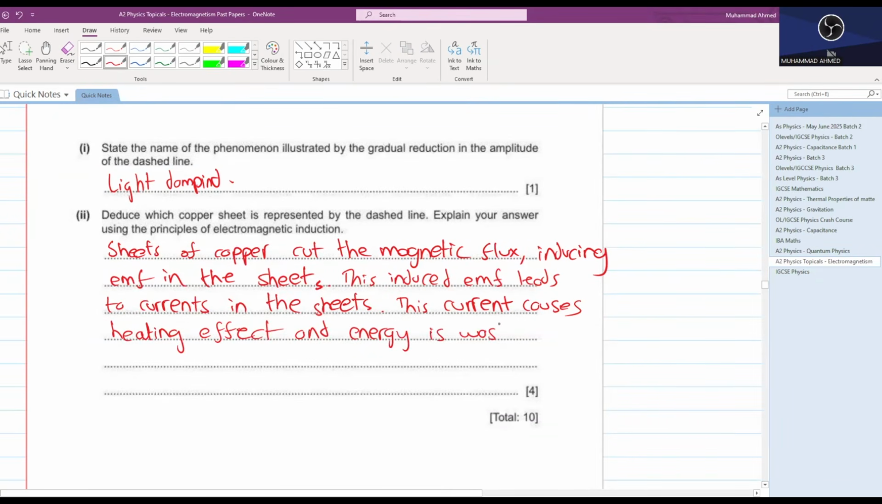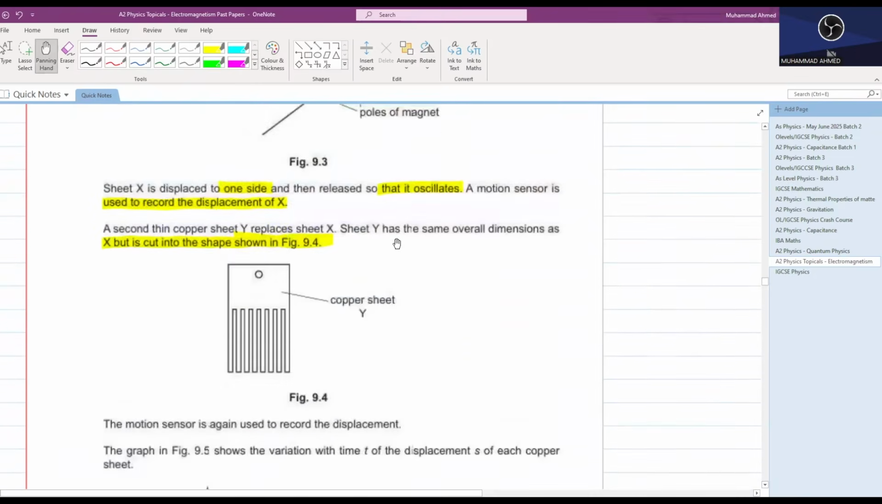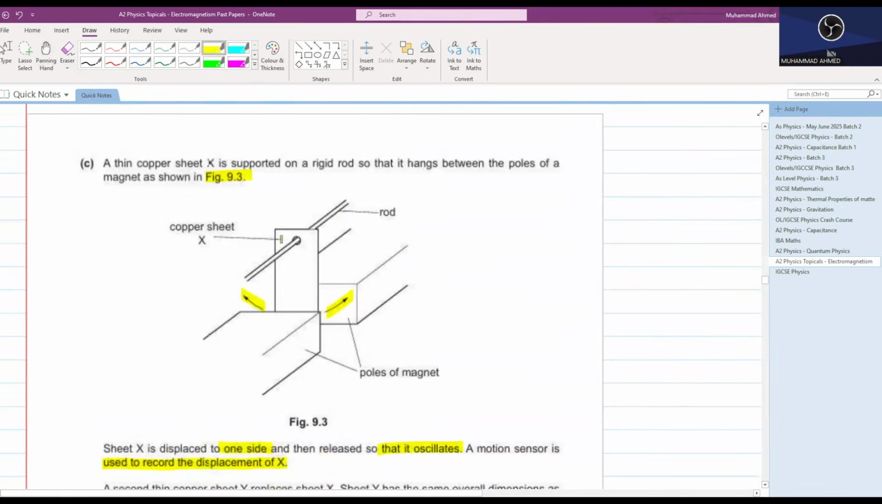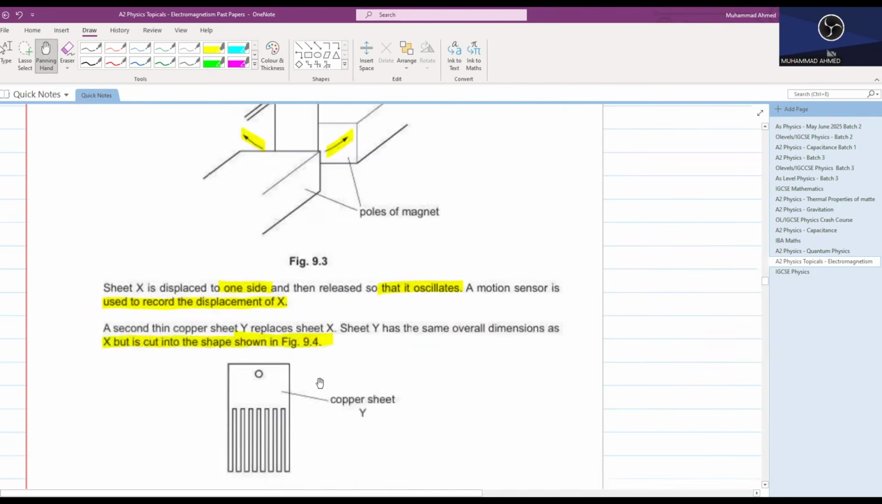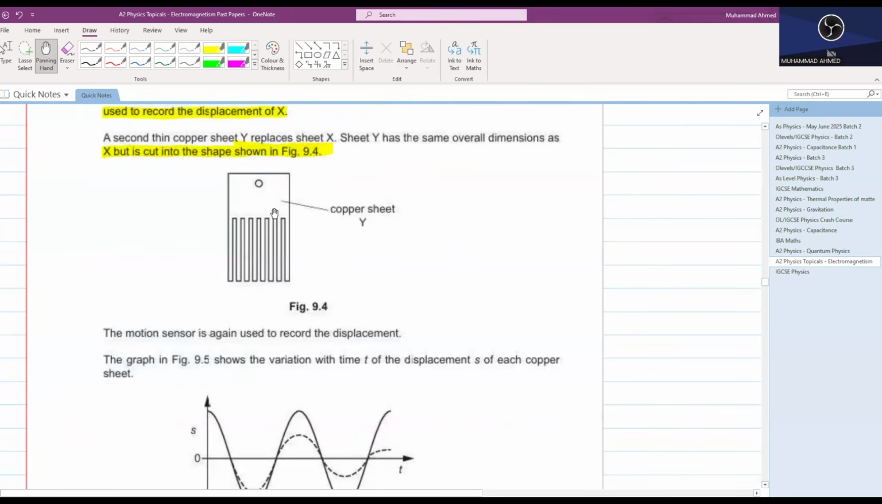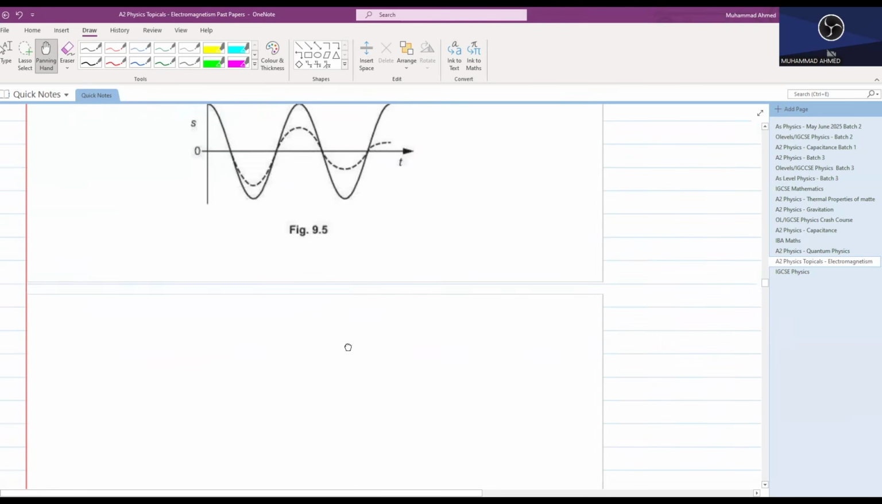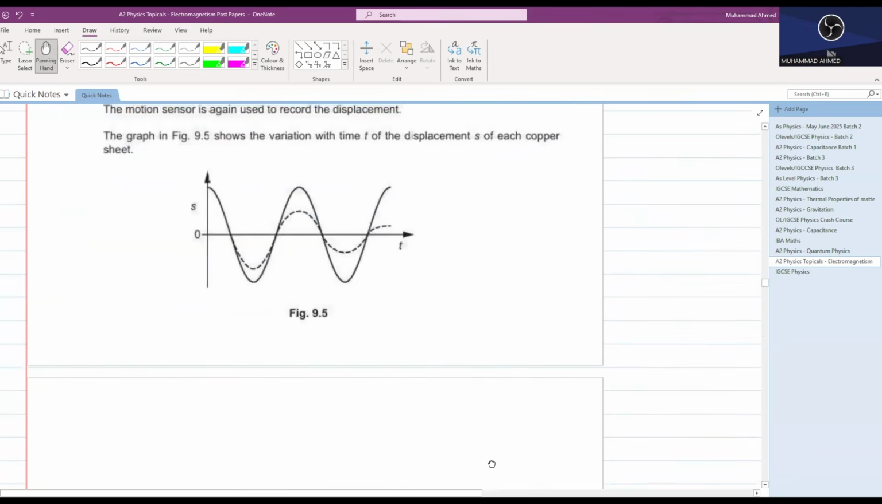Now, if you see, sheet X has a larger area. So a larger current will flow through sheet X. Hence, sheet X will have a larger heating effect and a larger amount of heat dissipated. However, sheet Y has a smaller area. Lesser current will flow through sheet Y and lesser heating effect will take place in sheet Y. So you can write it here.